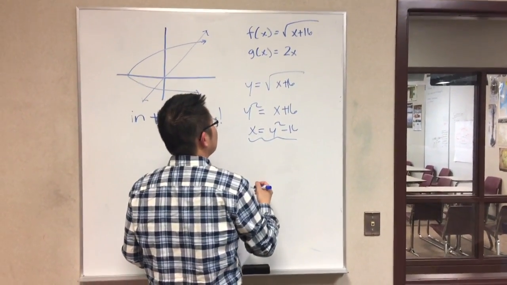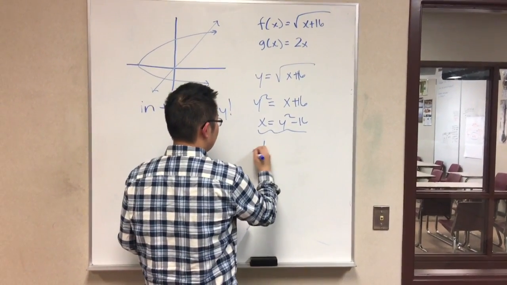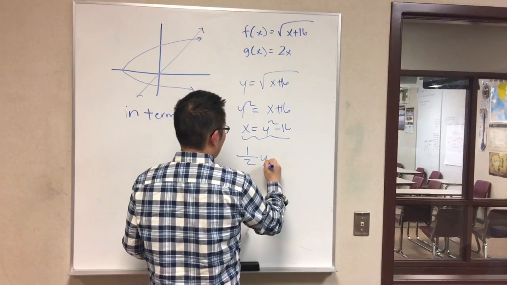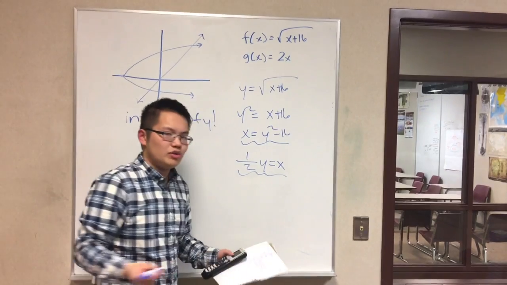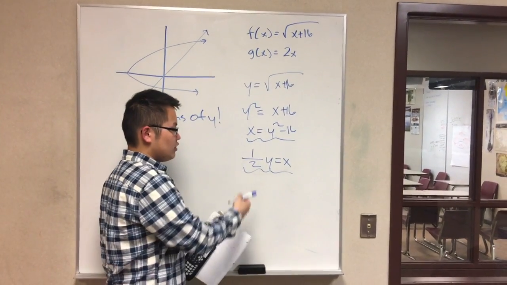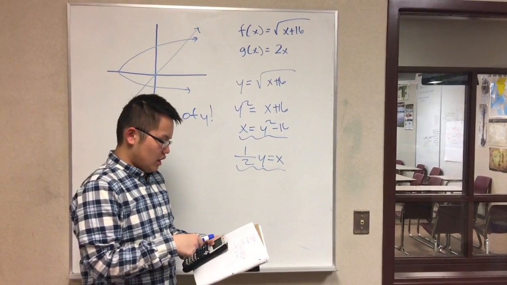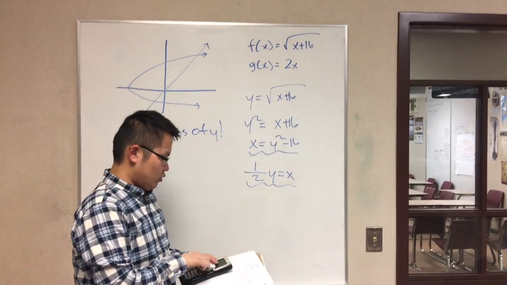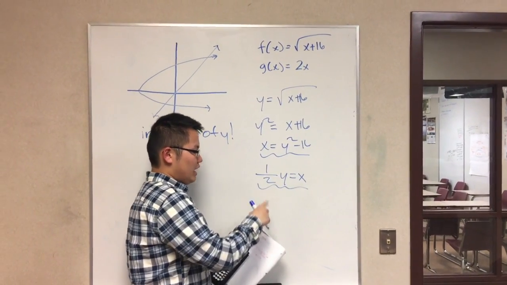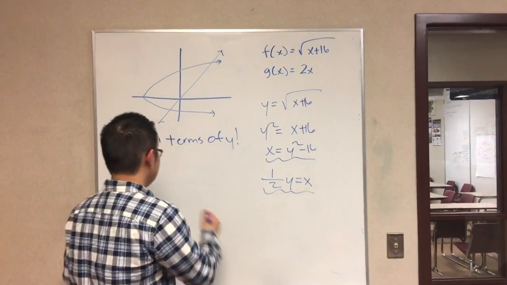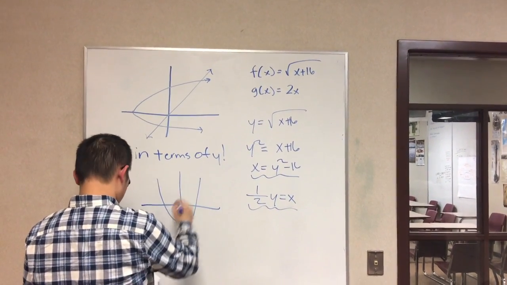And the second equation, g of x, all you have to do is divide both sides by 2 in order to get 1/2 y equals x. Now that you have both equations, obviously you cannot graph this in terms of x, so just pretend that a y is an x and graph it on your calculator. So y1 would be x squared minus 16 and y2 would be 1/2 x. And after you graph it, it should look something like this.